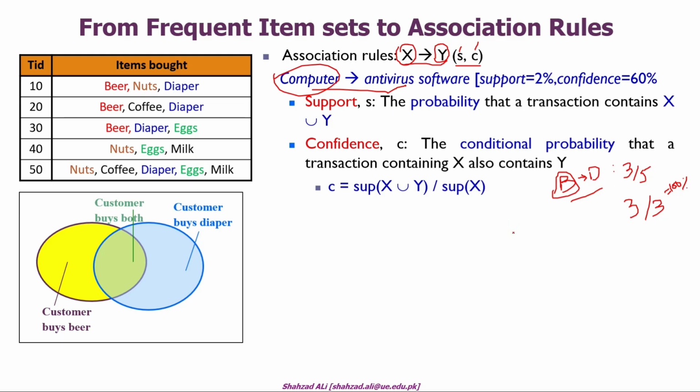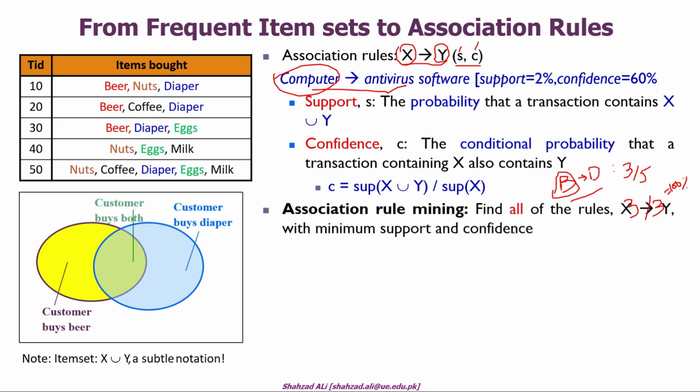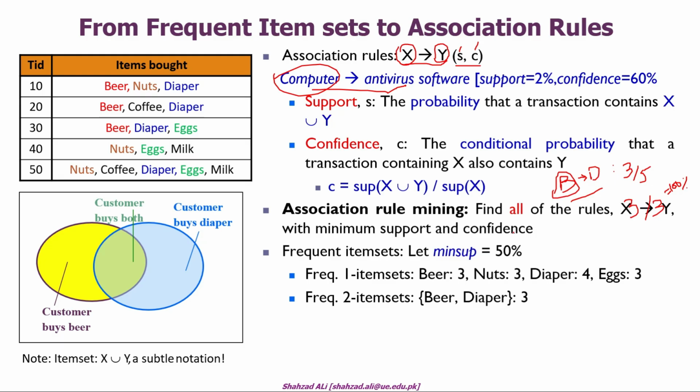So association rule mining finds all the rules X implies Y with minimum support and confidence. It tries to find all such rules which pass the minimum support and confidence thresholds. Now if we set the minimum support to 50%, based on this support count, we have calculated the frequent 1 item sets and frequent 2 item sets.